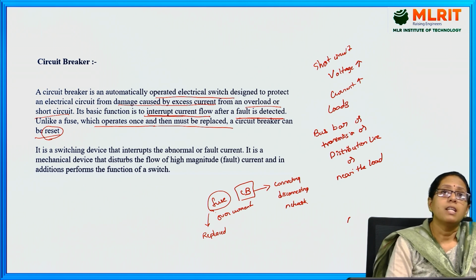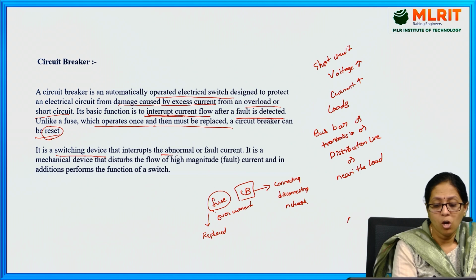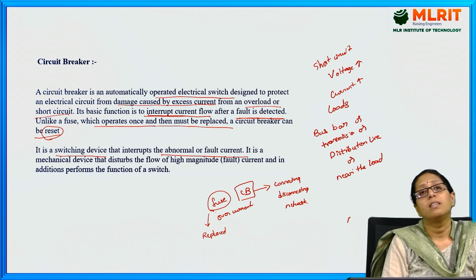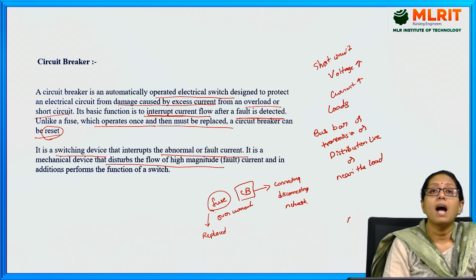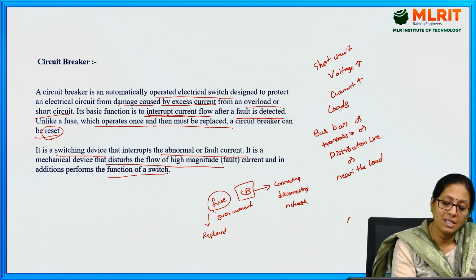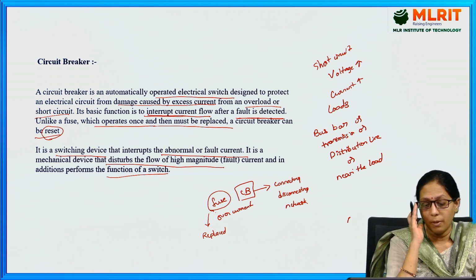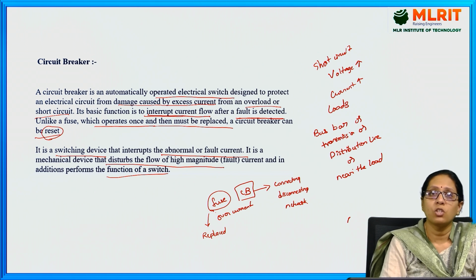And it is the switching device that interrupts the abnormal or the fault current. It is called a mechanical device that disturbs the flow of high magnitude of fault current. In addition, it performs the function as a switch also. So, circuit breaker can also be operated as a switch.